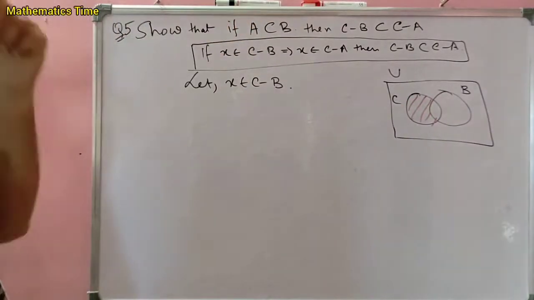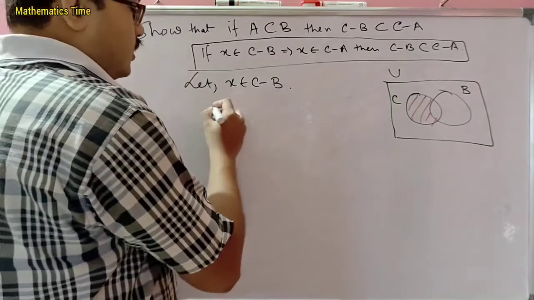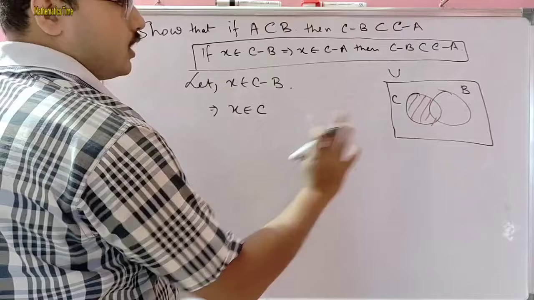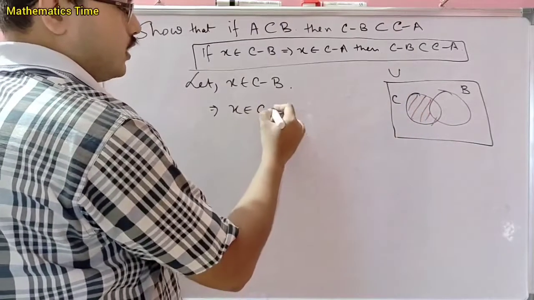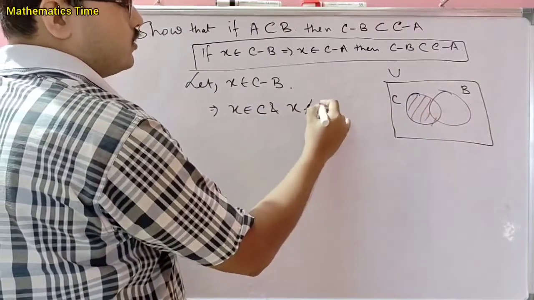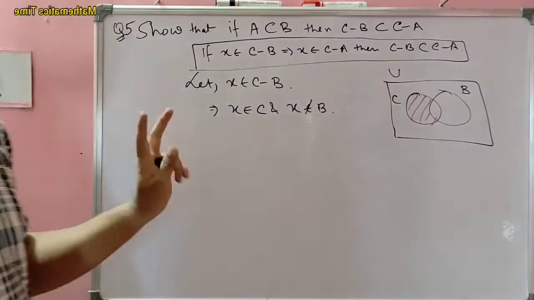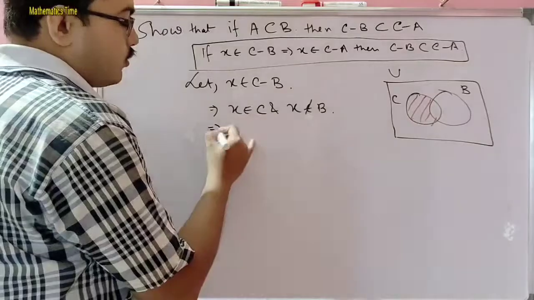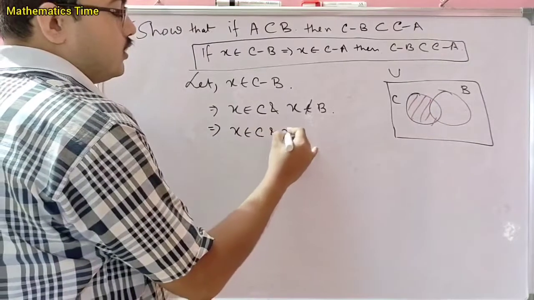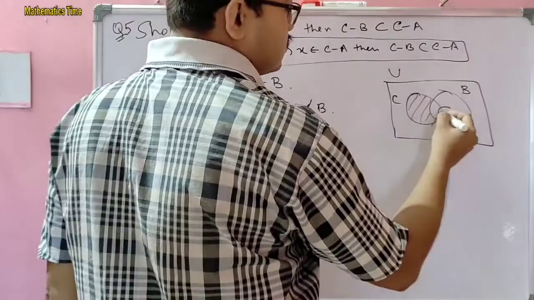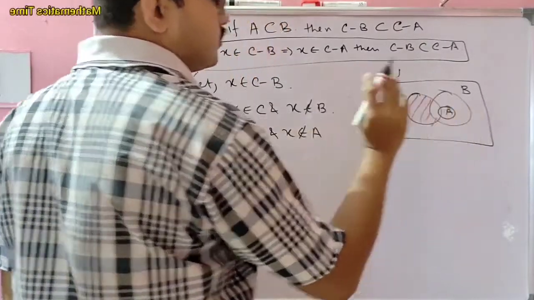So now, what does that mean? By definition, x belongs to C. X is inside the set C, and x does not belong to B. X isn't in the set B, you can see from the diagram. Now what are we implying? X belongs to C and x does not belong to A. Where is A? A is just like here. This is the set A.